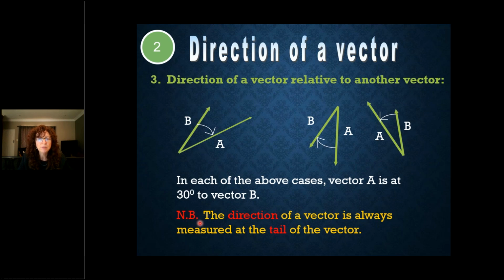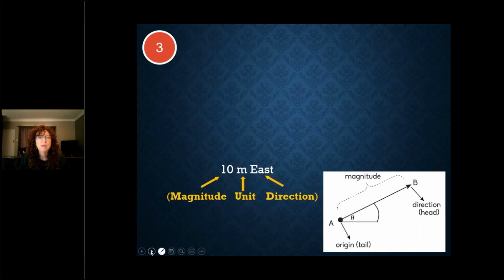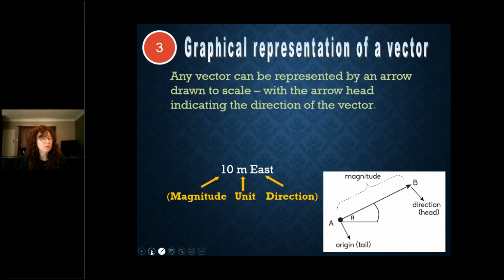So the direction of a vector is always measured at the tail of the vector. All right, so here you can see the vector again with the arrowhead and the origin is the tail. Graphical representation of a vector. That's the way it is.